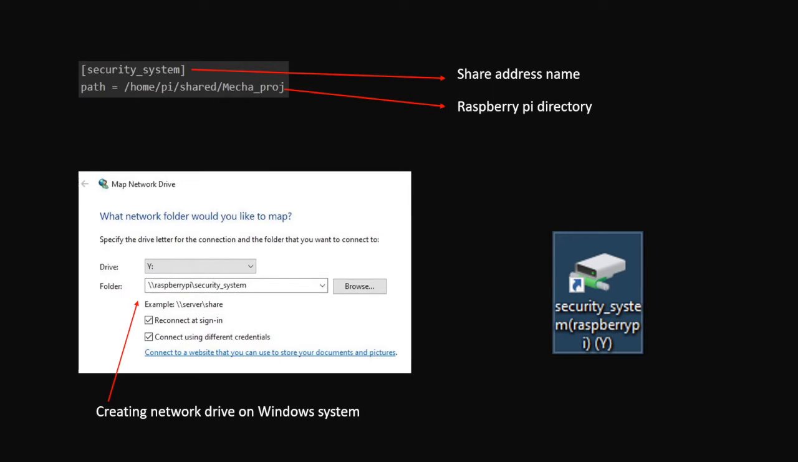The data is saved to a CSV file in a shared directory created using a Samba server. Providing the security system is connected to a local network and a network drive is set up, the raw data saved on the Pi can be accessed from any device and operating system in the local network.